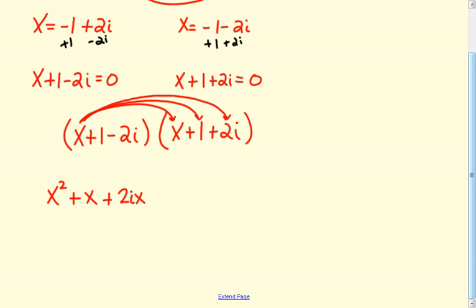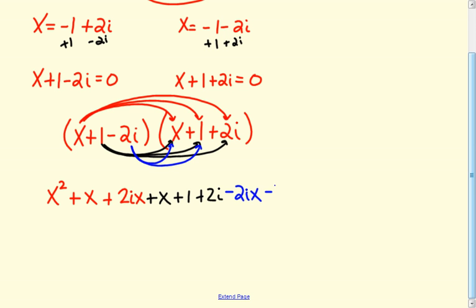Now I'm moving on to the 1 and I'm going to distribute that. So 1 times x, of course, is x. And 1 times 1 is 1. And 1 times 2i is 2i. And now you get to move on to the -2i and distribute that. So -2i times x is -2ix. -2i times 1 is -2i. And -2i times +2i is -4i squared.